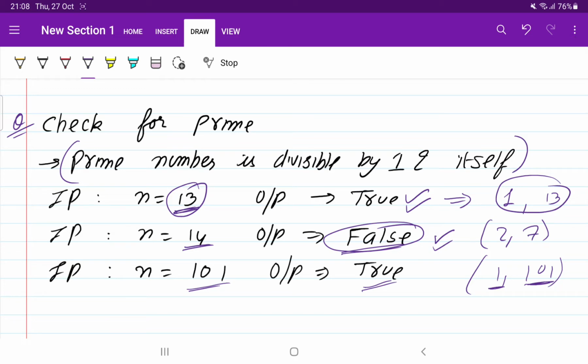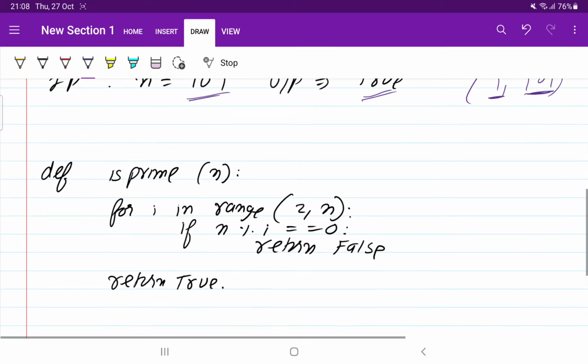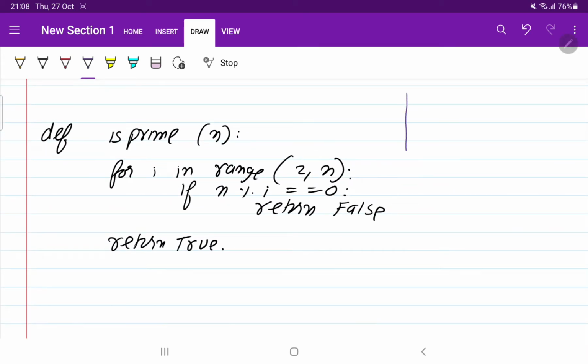Now pause the video for a minute and think of a logic for how you are going to approach this problem. One thing that clicked in my mind is, suppose we are checking for n is equal to 13. We can start from i is equal to 2, and check whether 13 divided by 2 has remainder equal to 0. If it is equal to 0, it means the remainder is 0.